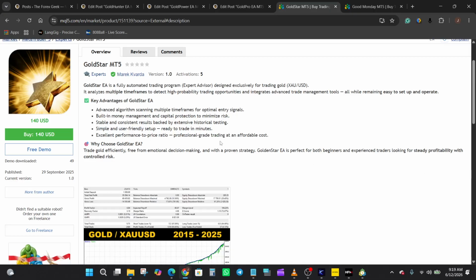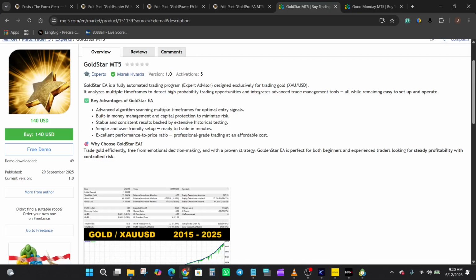The developer also emphasizes built-in money management and capital protection features. Although the specific risk management rules are not explained in detail, the intention appears to be reducing risk exposure while helping users manage their trading capital more effectively. Another point worth noting is the focus on simplicity. The marketplace description highlights that the EA is designed to be easy to set up and operate, allowing traders to get started quickly without a complicated installation process. Now, this may be appealing for users who prefer a more straightforward automated trading experience.